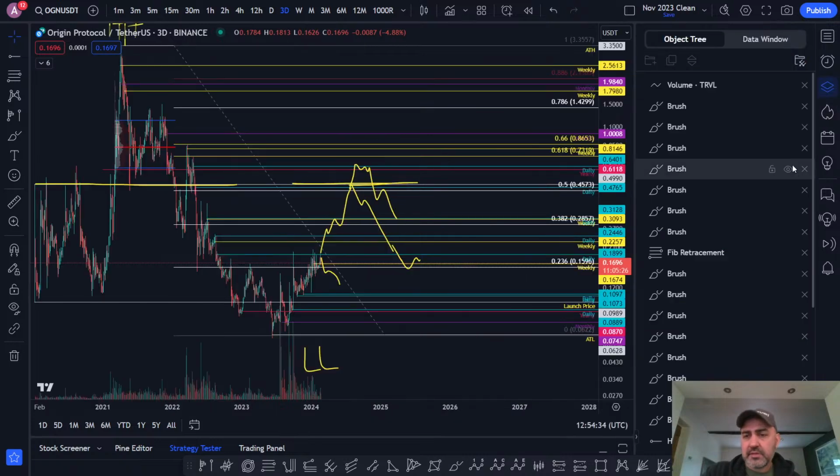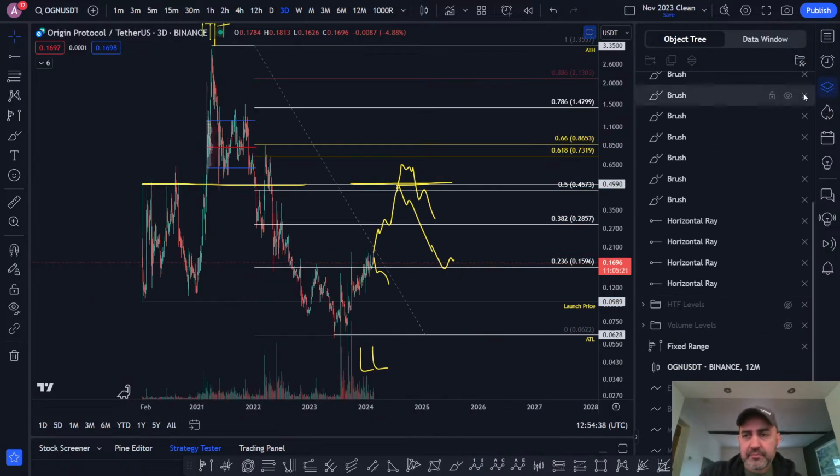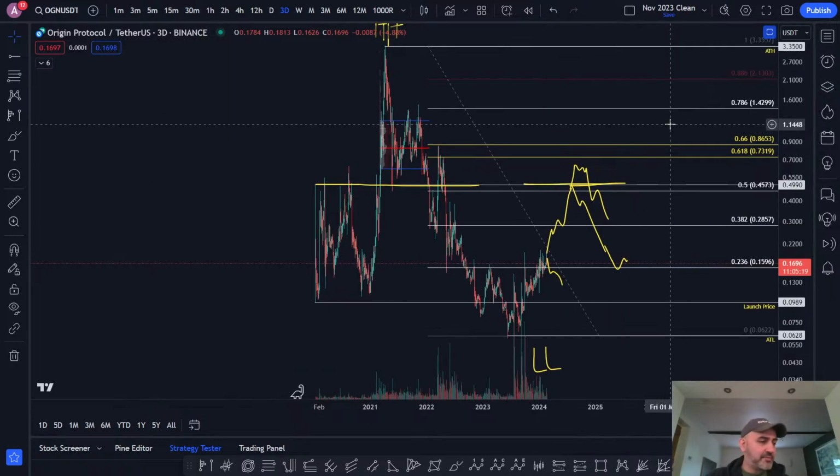All right, that's kind of how I see this right now. I hope that helps. I don't know if that helps. I can't really see a trade right now. Okay.